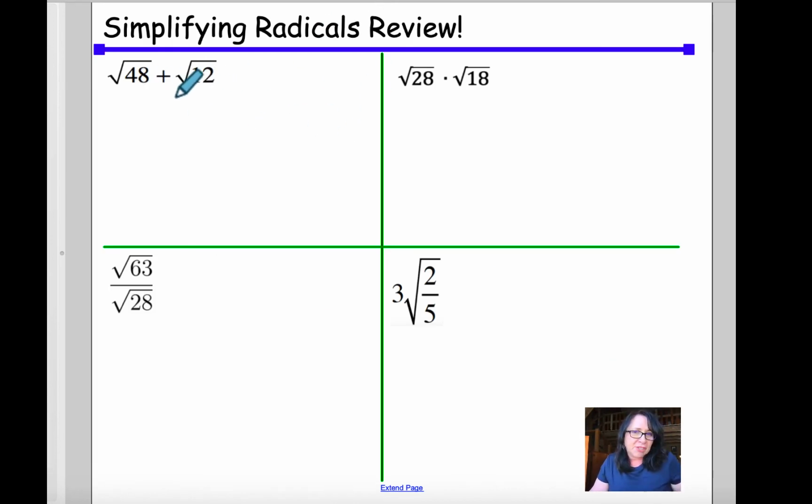More simplifying fractions. I would pause the video right now, and then you would come back as soon as you're done, right? So I'm going to work these through, and then you guys would do this on your own, okay? All right, see you in a minute.